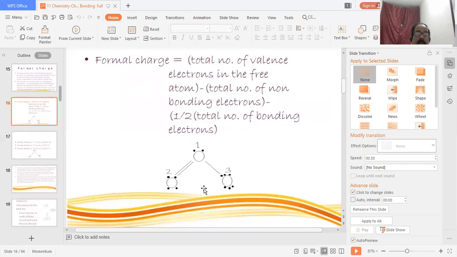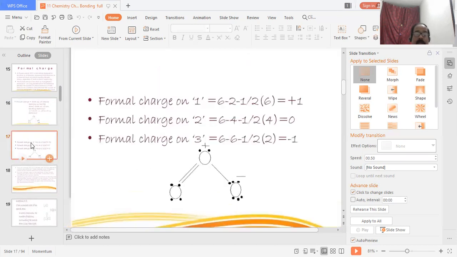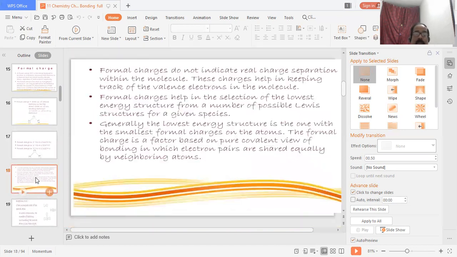So this is the formal charge structure. The formal charge of the first oxygen atom: 6 minus 2 minus 1/2 of 6 equals plus 1. Formal charge of the second oxygen atom: 6 minus 4 minus 1/2 into 4 equals 0. And the formal charge of the third oxygen: 6 minus 1/2 into 2 equals minus 1. So this is the formal charge value.